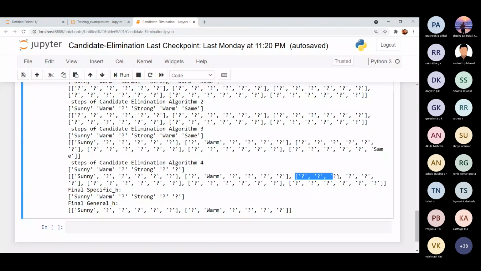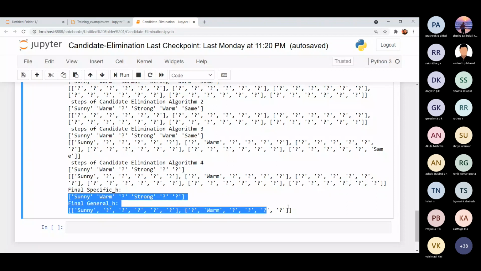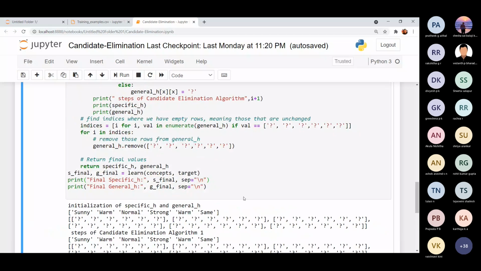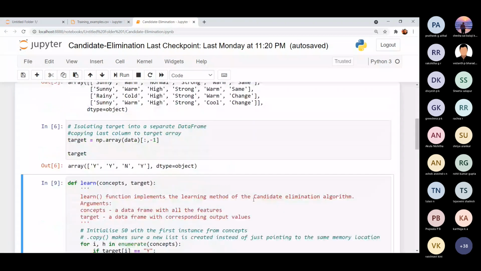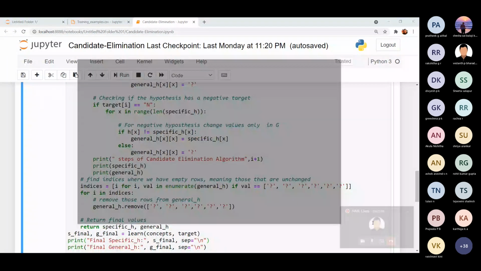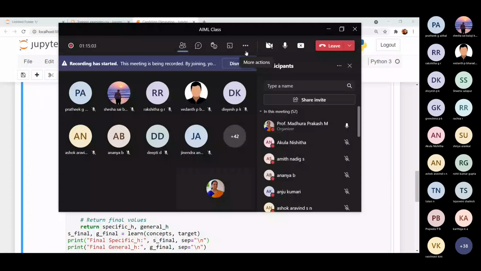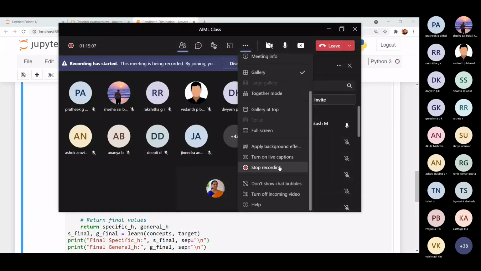We ran a for loop to remove all of these additional question marks, and we only retained the final specific and the final general hypothesis, right? According to me, among all the versions of the program that I saw, this is the best version. So I think it is better for us to use this code. Okay.